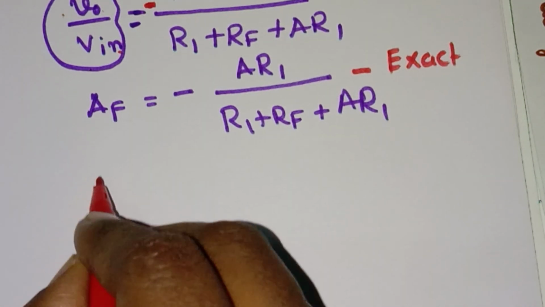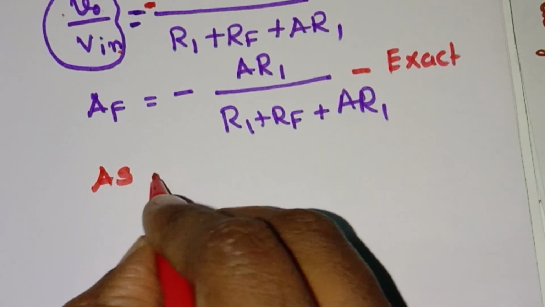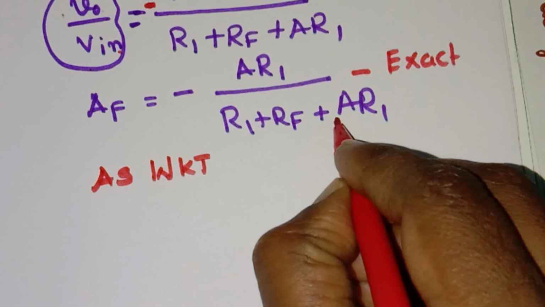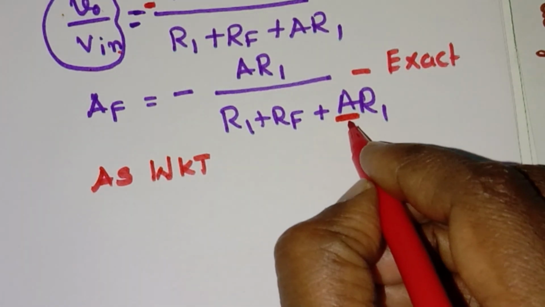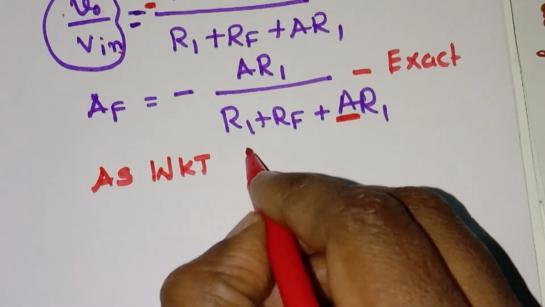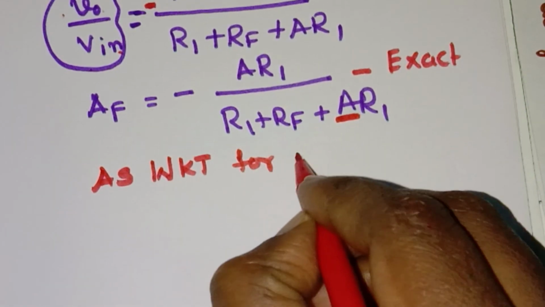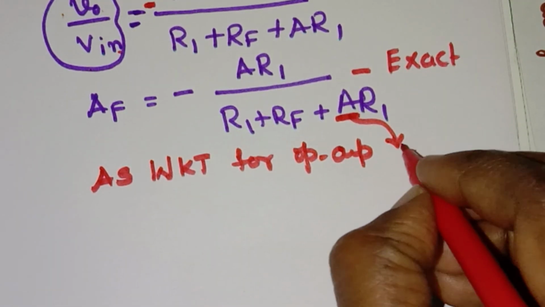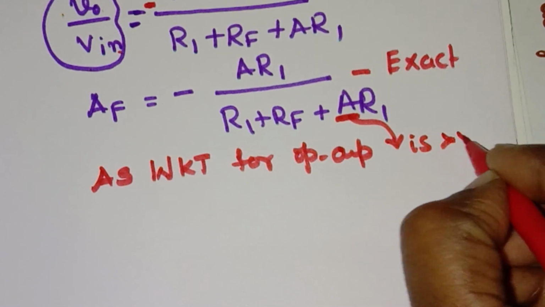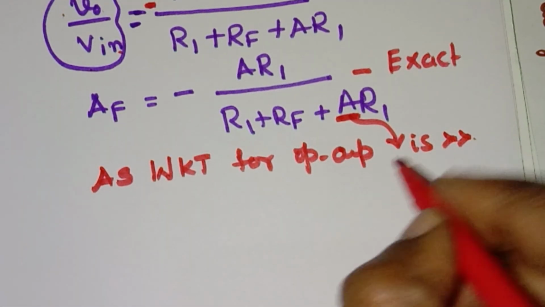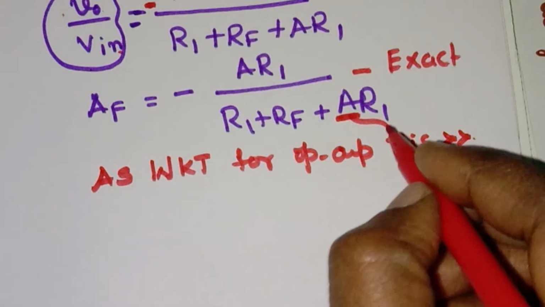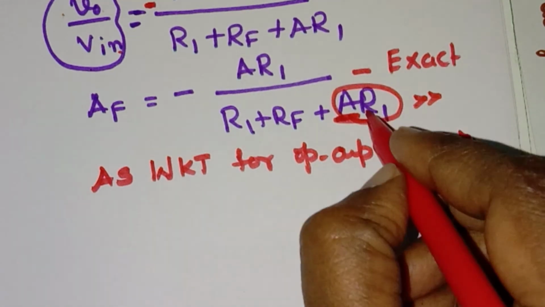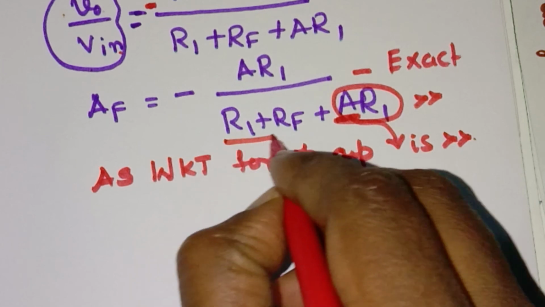Now, as we know, A is nothing but the open loop voltage gain. As we know, for the operational amplifier, the open loop gain A is very large. So when A is very large, A times R1 is also very high. So we are going to neglect the other terms.